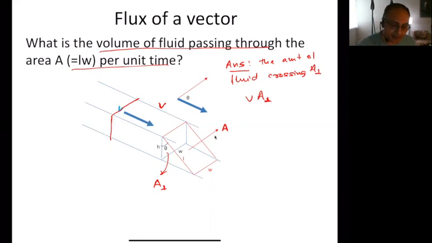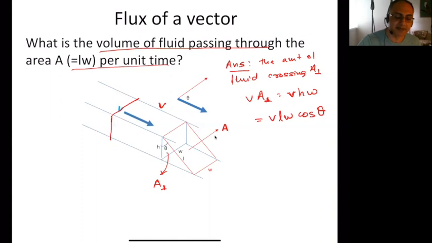Now, what is A perpendicular? It's height times width, right? All right. Now, we need to express the answer in terms of the area of A, not the area of A perpendicular. And the area of A is L times W, right? What is the relationship between H and L? H is simply L cosine theta. Do you agree with that? So I can plug that in. I'm just trying to get rid of the H and express it in terms of L. So V times L times W cosine theta.